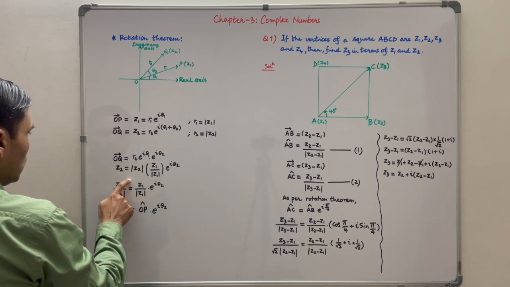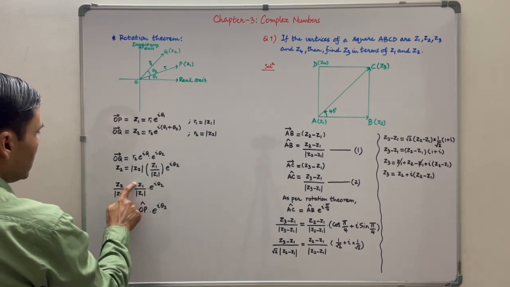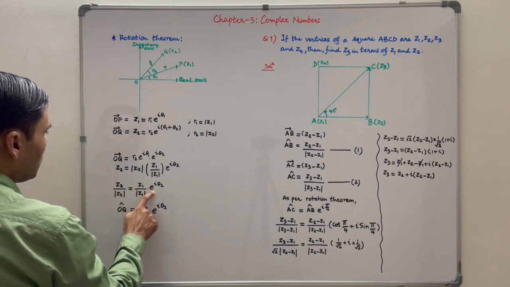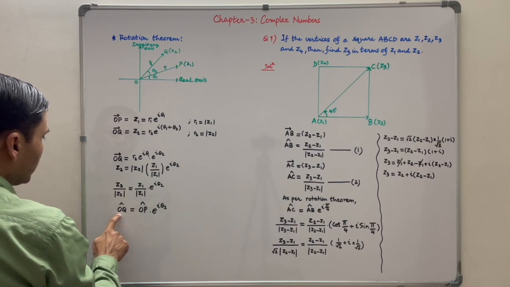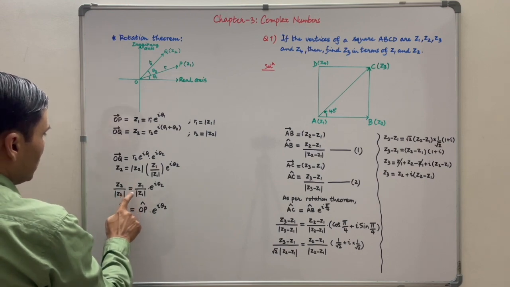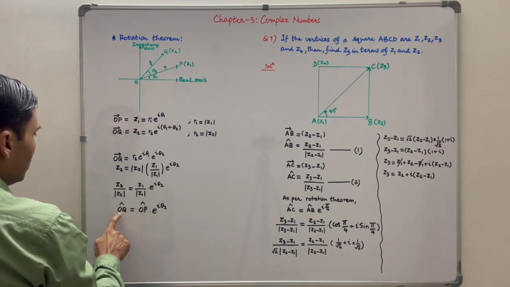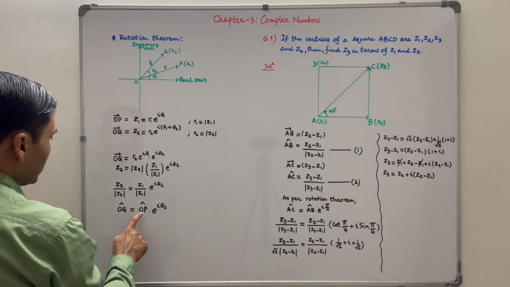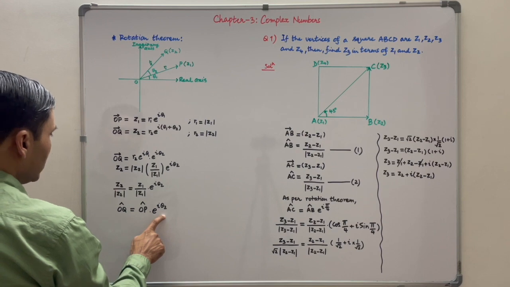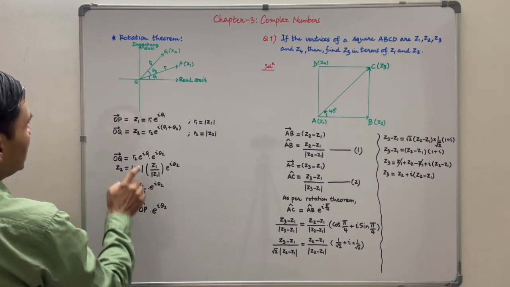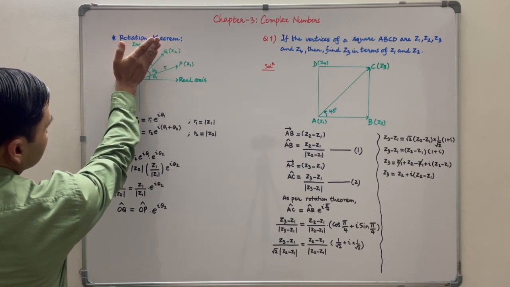We can move this to the left hand side. So it will be Z2 upon mod Z2 is equal to Z1 upon mod Z1 into e to power i theta 2. Z2 upon mod Z2 is equal to unit vector OQ. Z1 upon mod Z1 is equal to unit vector OP. So we can write unit vector OQ is equal to unit vector OP into e to power i theta 2. This is known as the rotation theorem. What it means is we will get unit vector OQ by rotating unit vector OP by angle theta 2.